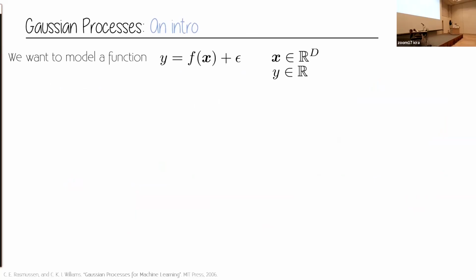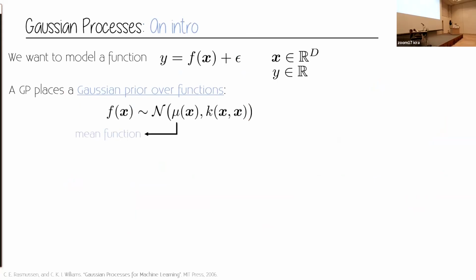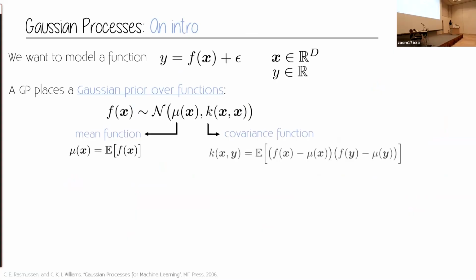So quickly, Gaussian processes in Euclidean space. A Gaussian process is used to model a function which is potentially noisy, and what it does is that it places a Gaussian prior over functions. So you say that your function is modeled by a Gaussian distribution given by a mean, which depends on where you are, and by a covariance function, which depends also on x.